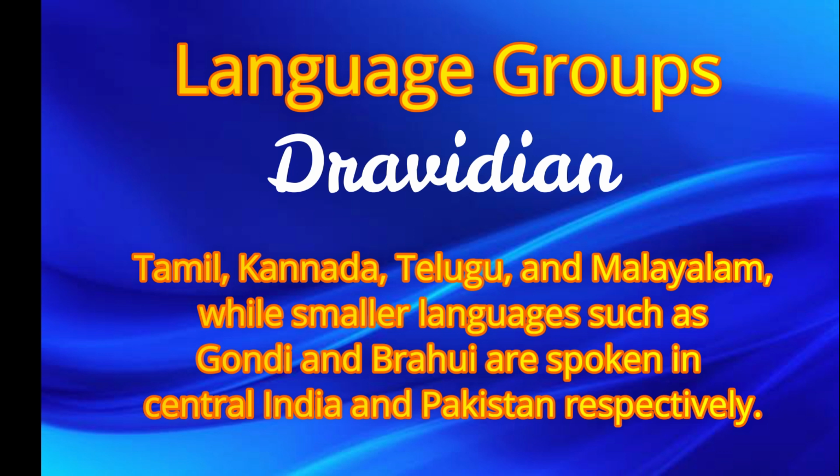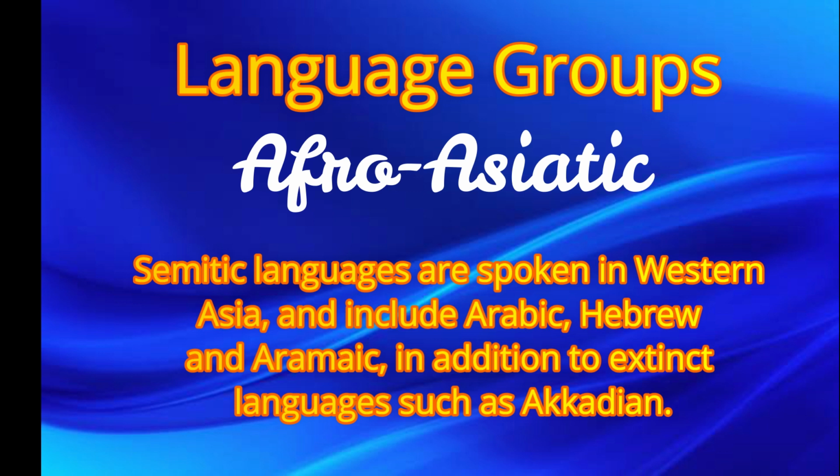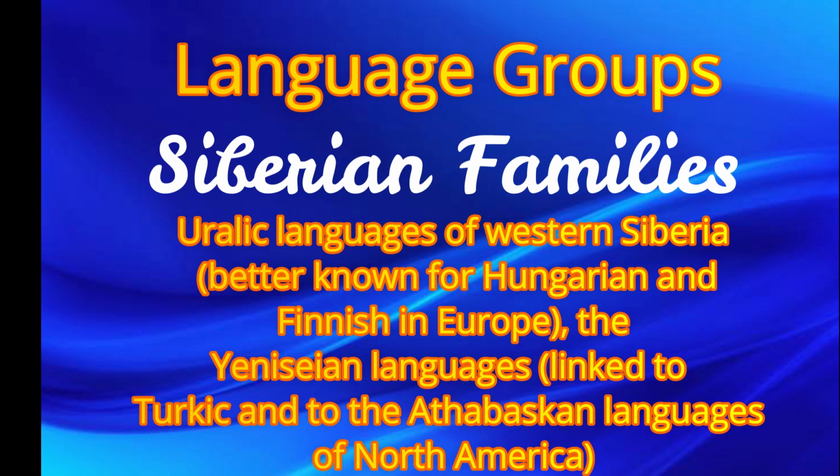Dravidian: Tamil, Kannada, Telugu, and Malayalam, while smaller languages such as Gondi and Brahui are spoken in central India and Pakistan respectively. Afro-Asiatic: Semitic languages are spoken in Western Asia and include Arabic, Hebrew, and Aramaic, in addition to extinct languages such as Akkadian.